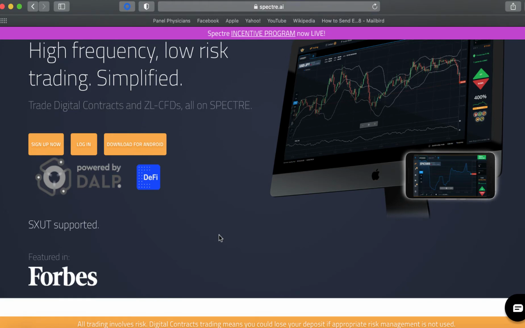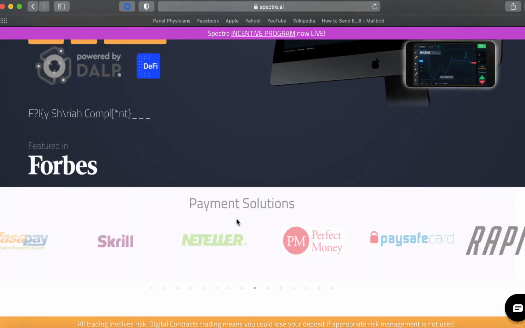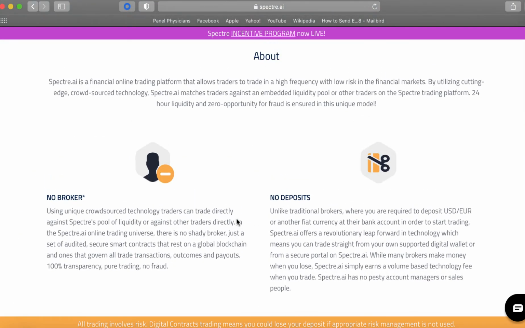All right, so let's move on to actually explaining what this trading is all about, right? A lot of you have still not understood how this style of trading is different from, let's say, a regular forex trade or a stock trade, right? So I'll go over that in a minute. Let's just go over the website, the front page again.